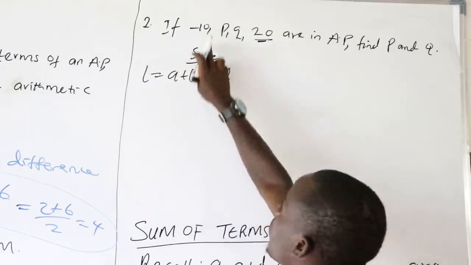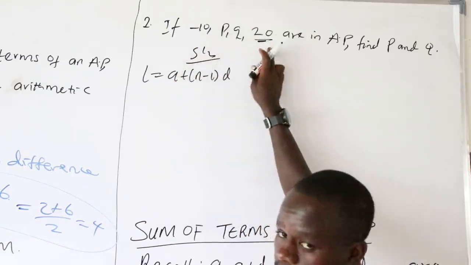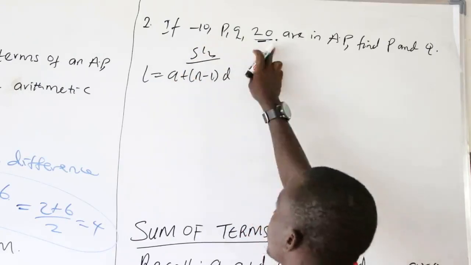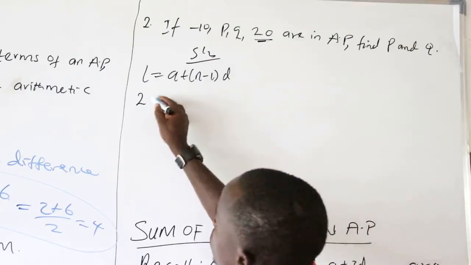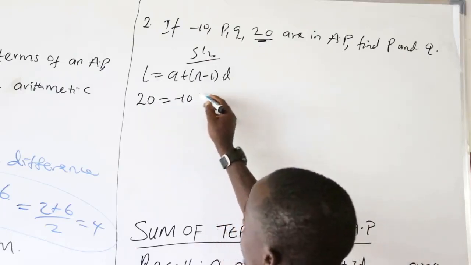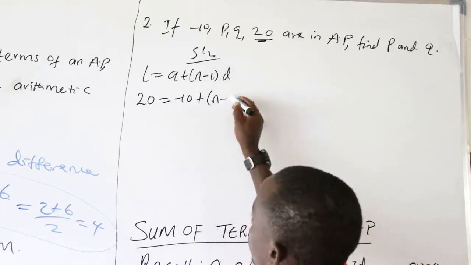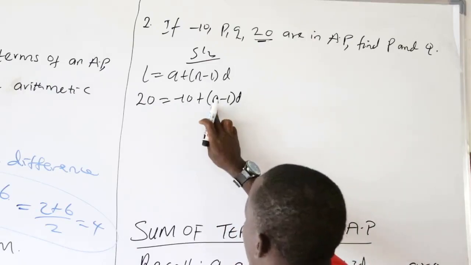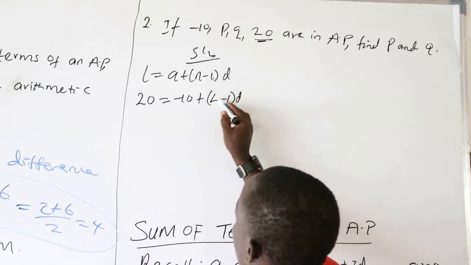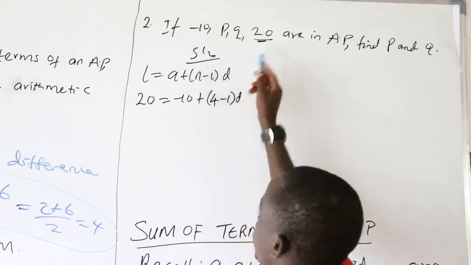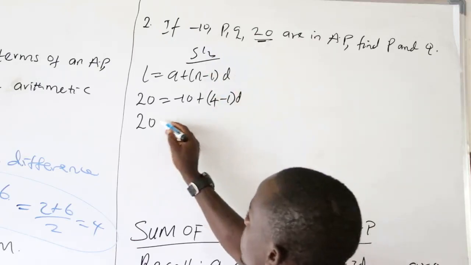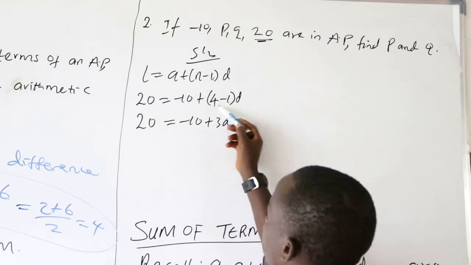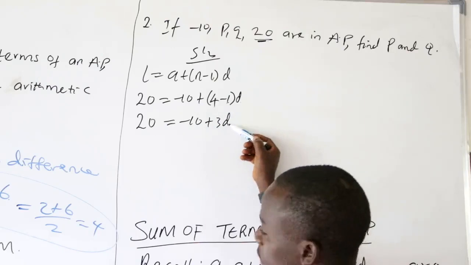Then N, we have 1, 2, 3, 4 terms. So N is 4, and then D is what we are now looking for. Our L is the last one, which is 20. So we just say 20 is equal to minus 10 plus (N minus 1)D. And then we say N is what? 4. So instead of this N now, we have 4, since we have 1, 2, 3, 4 terms. So that we have 20 is equal to minus 10 plus 3D. 4 minus 1 is 3, then times D, we have 3D.